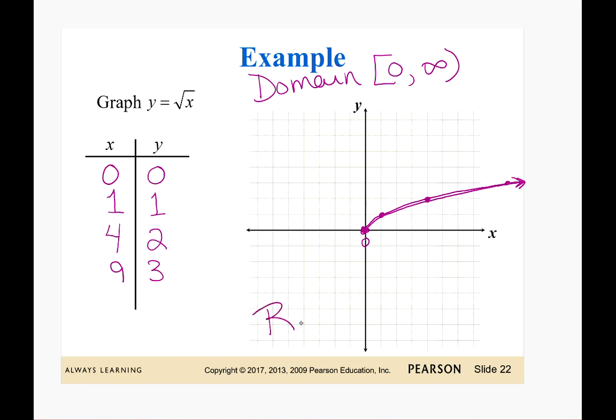Now let's look at the range. What would the range of this be? Notice our y values are going to start at 0, and then it's going to go up. It goes up slowly, but notice it's going to keep going up and up and up little by little. So our range is also going to start at 0, and it is also going to go to positive infinity. So it's really important that you know where it starts and if it keeps going forever and ever.